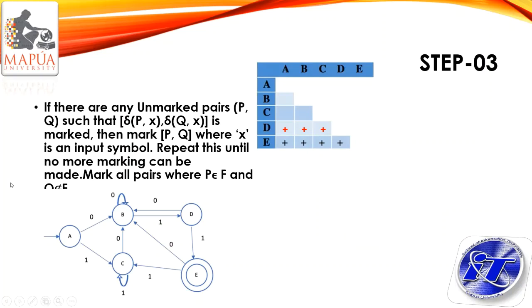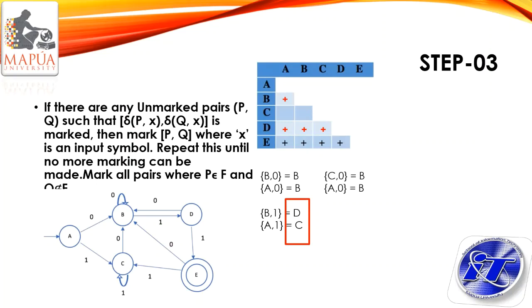Okay, so check again for B. So B at 0 is B, A at 0 is still B, B at 1 is still D, and A at 1 is C. Is CD marked? Is it marked? Yes. So therefore, BA will also be marked. Okay. How about CA? C at 0 is B, A at 0 is B, C at 1 is C, and A at 1 is C. Still, B is not marked, C is not marked, so CA will not be marked.